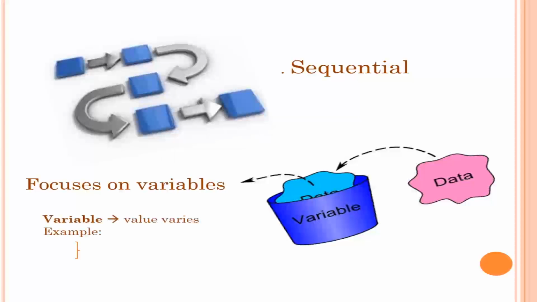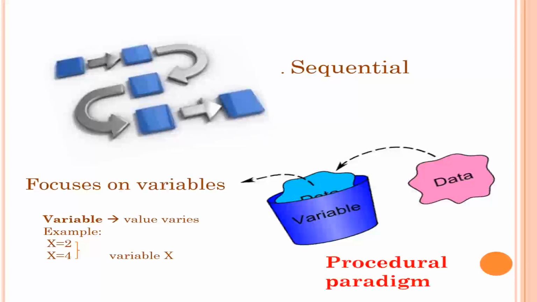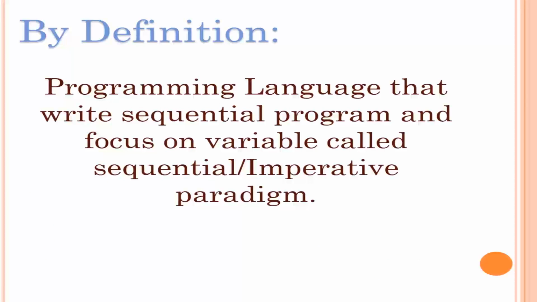Like x is a variable that has value 2 at some point of time, and again it can have value 4 at some other point of time. So the value can be varied from one point of time to another. So if we want to find the paradigm of these types of programming languages, then we can say that programming languages that write sequential programs and focus on variables have the procedural or imperative paradigm.